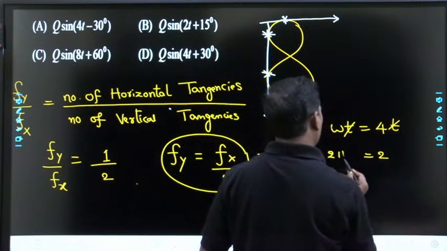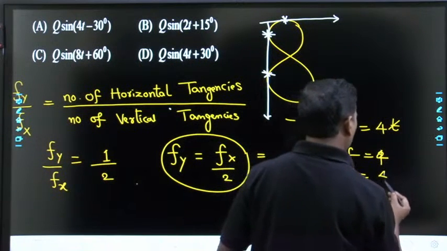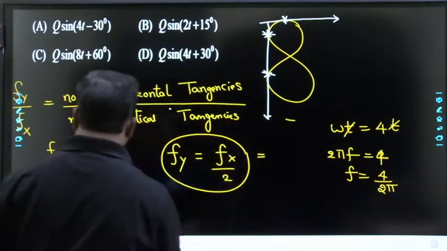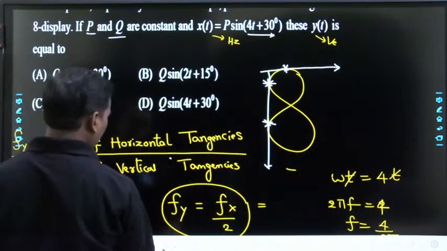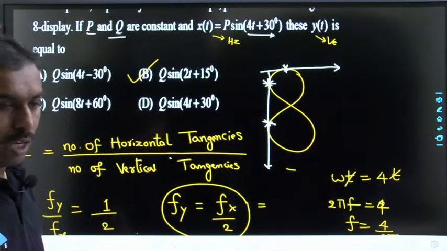Omega is equal to 2 pi f. 2 pi f is equal to 4. So f is equal to 4 by 2 pi. इसमें half होना, that means 2 by 2 pi. So that is possible if I am taking this particular signal na. So what is the correct answer? Option B is going to be the correct answer na.